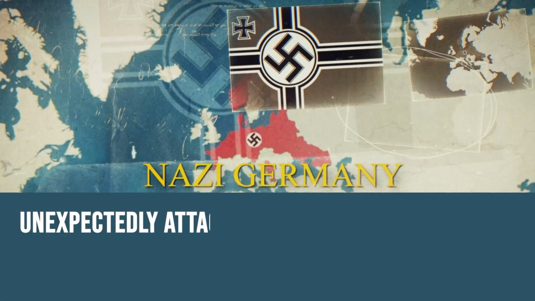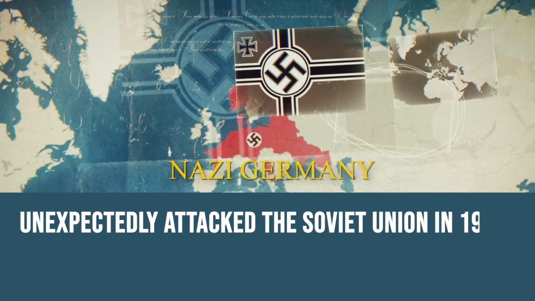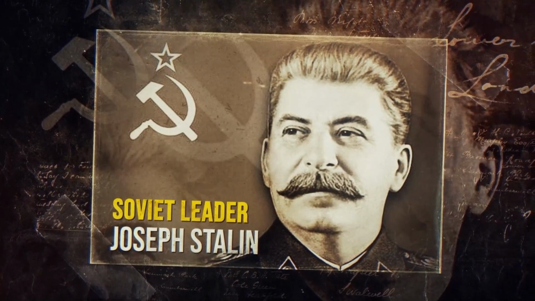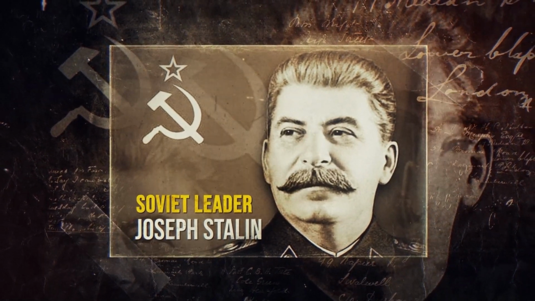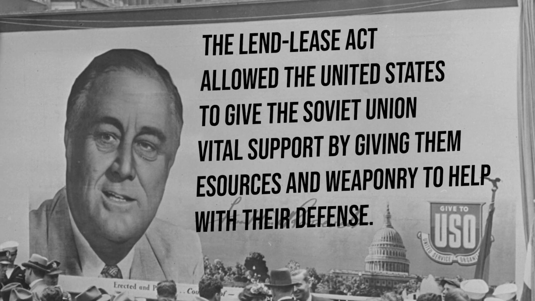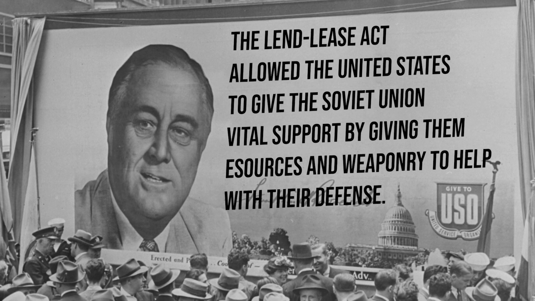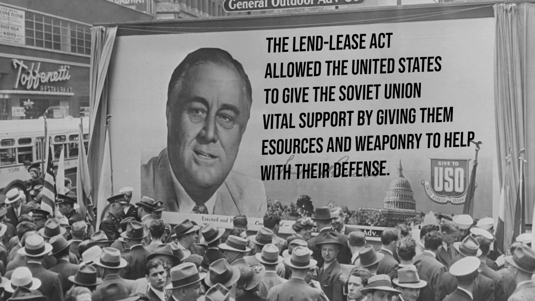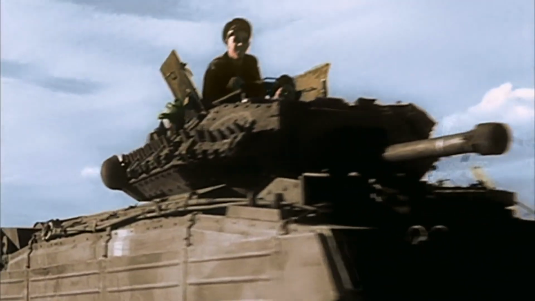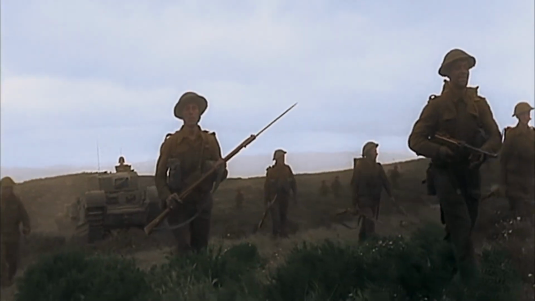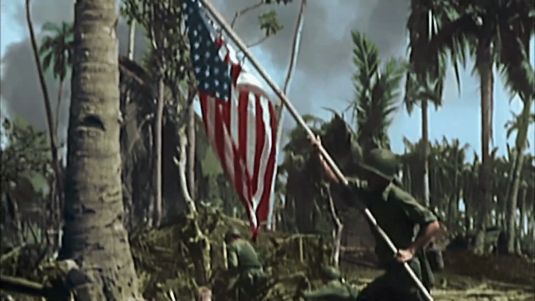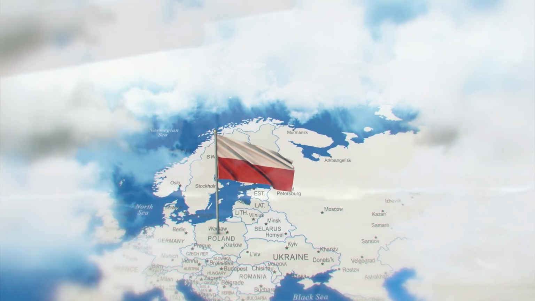When Nazi Germany unexpectedly attacked the Soviet Union in 1941, violating their non-aggression deal with Soviet leader Joseph Stalin, the alliance's fragility increased. As a result, the Lend-Lease Act allowed the United States to give the Soviet Union vital support by giving them resources and weaponry to help with their defense. But as soon as Nazi Germany was vanquished, the shaky alliance between the US and the USSR fell apart.